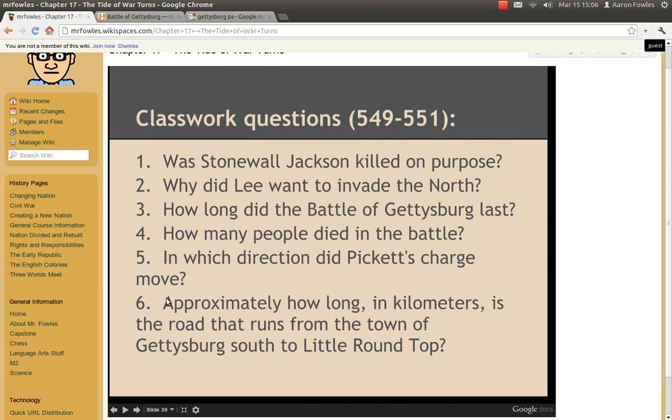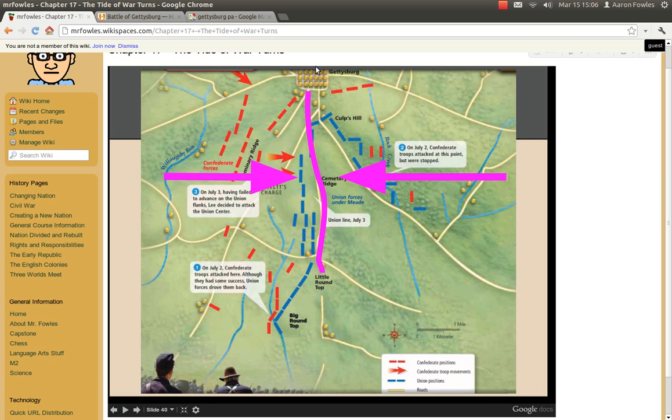For this question here, how long in kilometers is the road that runs from the town of Gettysburg to South Little Round Top? This is the road I'm talking about. So you have to measure it using the scale in kilometers. And that is all. All right, thank you very much.